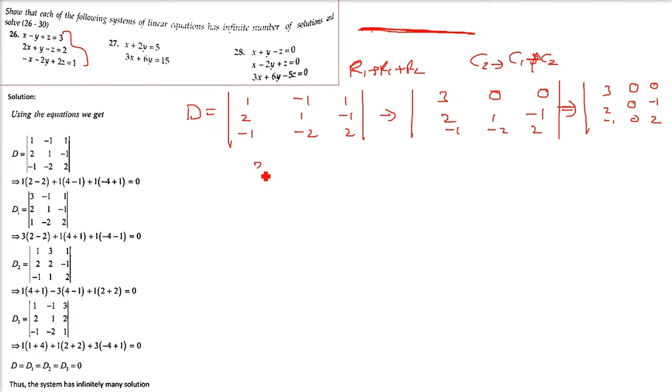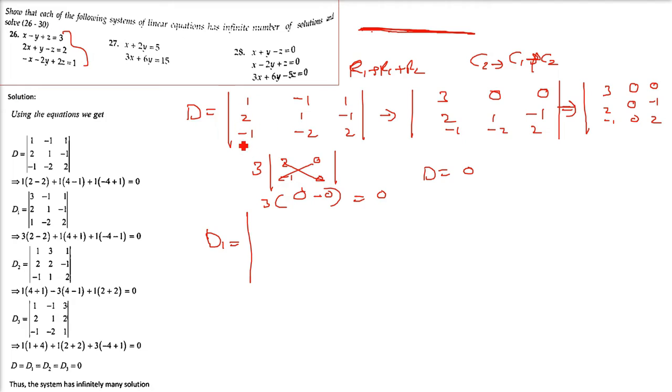Let us open this using the first row. 3 into the minor, minus 0 into something plus 0 into something. It is coming as 2 into 0, minus 1 into 0, and 0 minus 0 into 3 is 0. So the determinant is 0 basically. Now that D is 0, D1, D2, D3 will also come as 0.